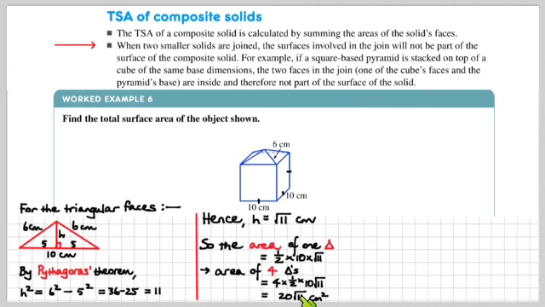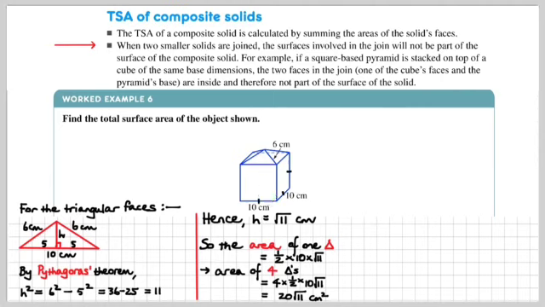Now we're not going to do the base, because the base is now an internal surface of this object here. We want the outside surfaces. So all we've got to do now is do the cube.